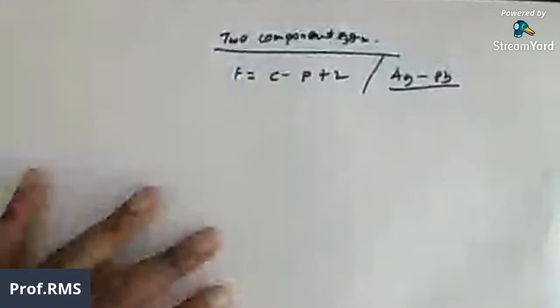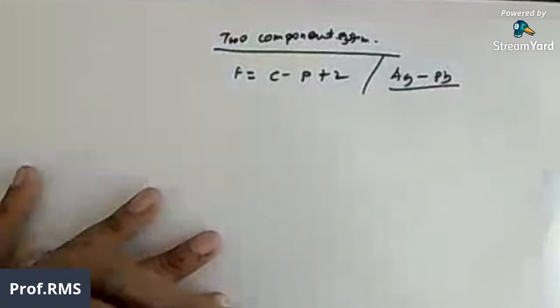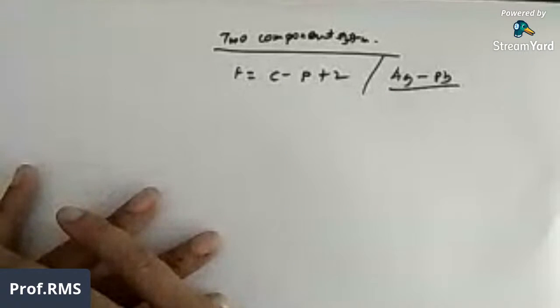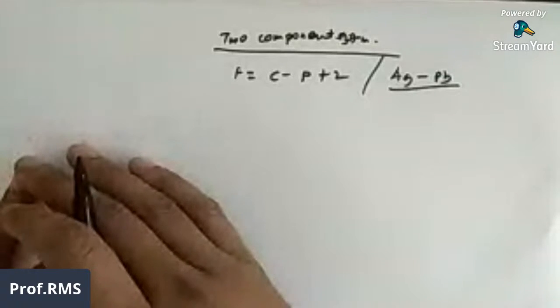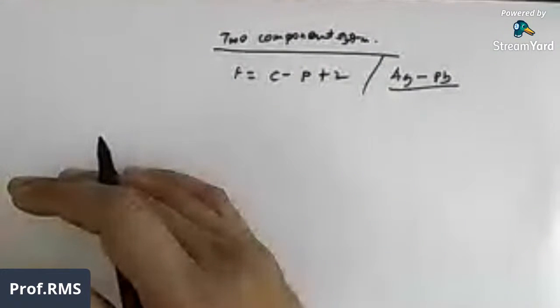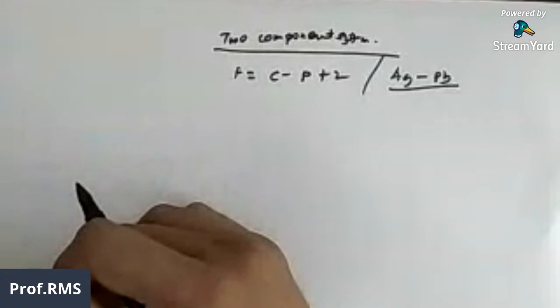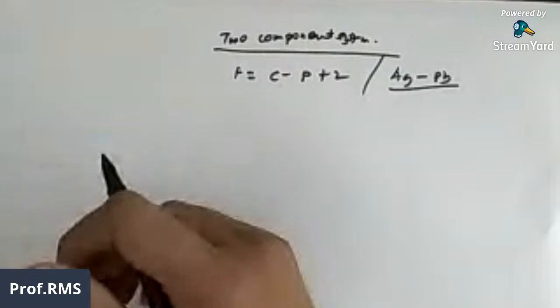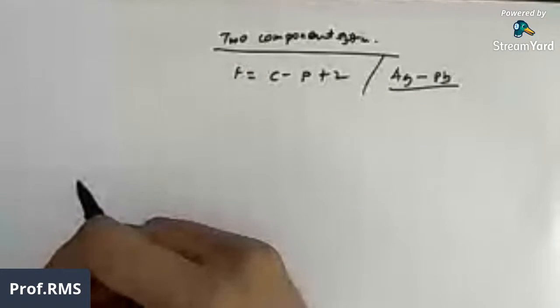So the minimum number of phases is possible. We know that for each system we need the degrees of freedom to describe the condition of equilibrium. So what is the degree of freedom? The physical parameters needed to describe the condition of the system, that is pressure, temperature and composition. These are a maximum of three variables which we use to describe the system and the condition of the system.